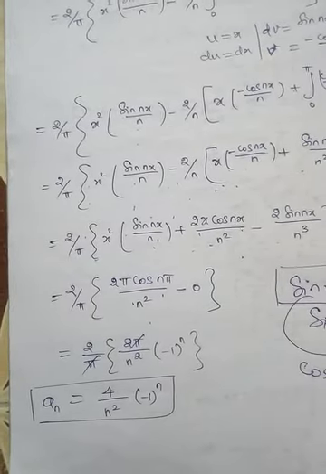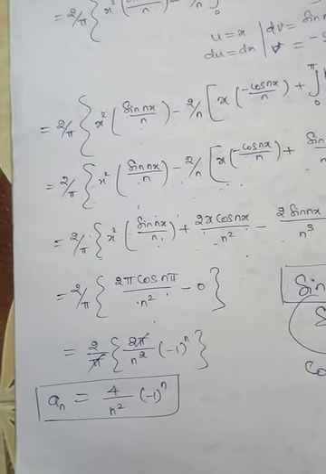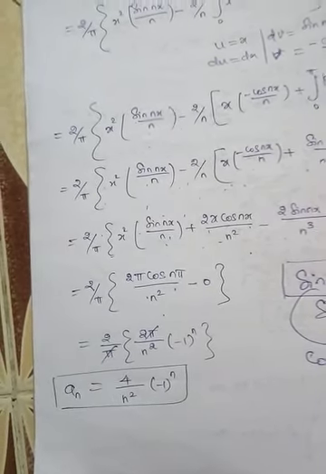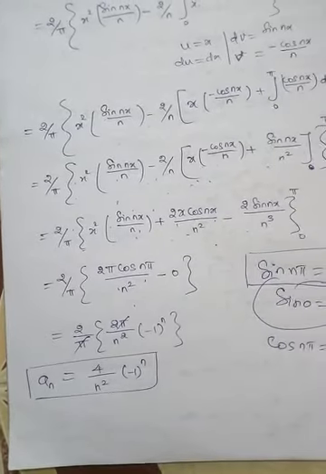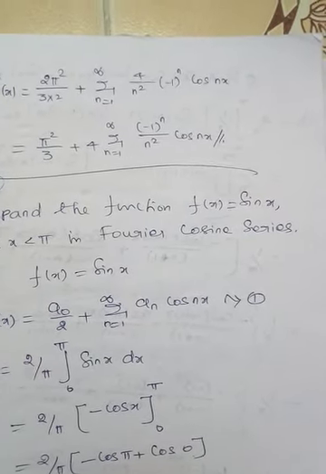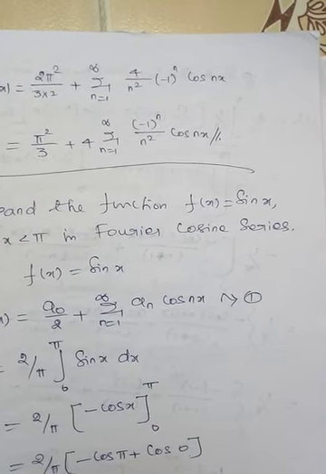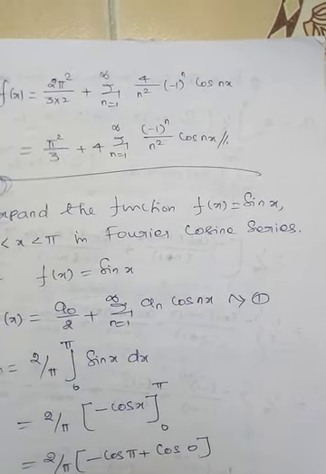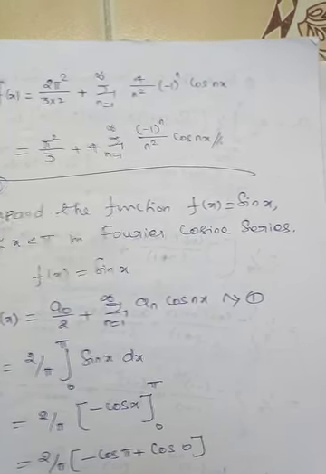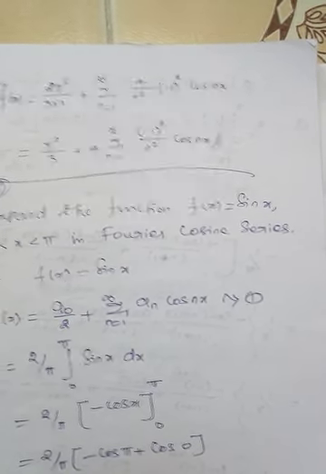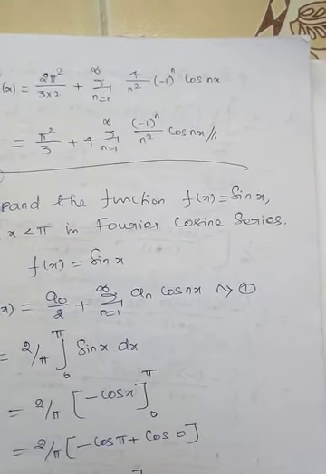The formula we already know: a naught by 2 plus summation n is equal to 1 to infinity an cos nx. That's all. So we have found the two constants a naught and an. Just substitute in the formula and we will get the result. So f of x equal to 2 by pi 3x squared plus summation n is equal to 1 to infinity 4 by n squared, minus 1 whole power n, cos nx. Simplifying this, pi squared by 3 plus, I can take 4 outside, summation n is equal to 1 to infinity, minus 1 whole power n by n squared, and then cos nx. So this is the answer of this problem.